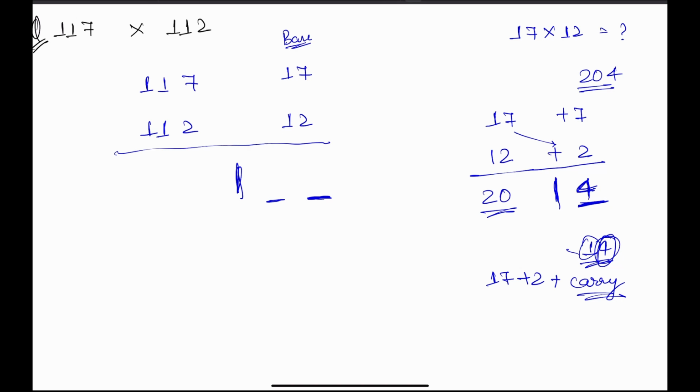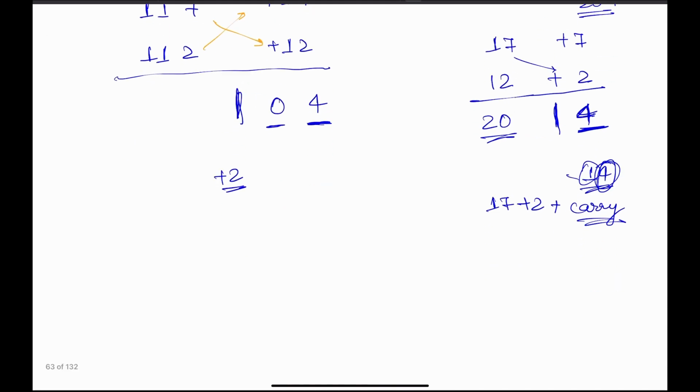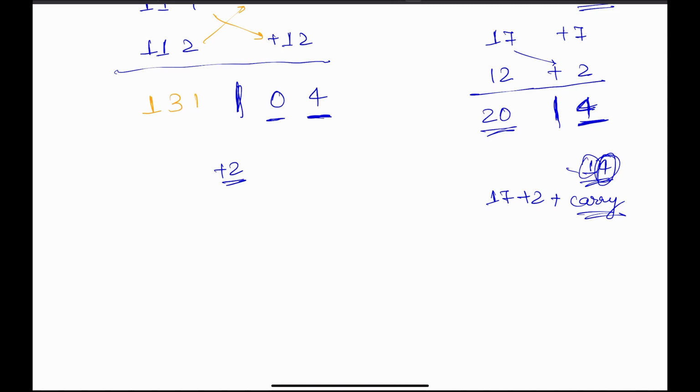So if we use the same concept, it will become 4 here, and our 2 will become the carry. So again, as this is plus, it's better in the beginning if we just write all these things. So 117 plus 12 is 117 plus 2 is 119, plus 10 is 129, plus 2 is 131, 131 04. This is the multiplication, okay.